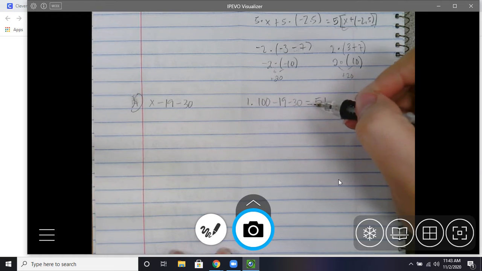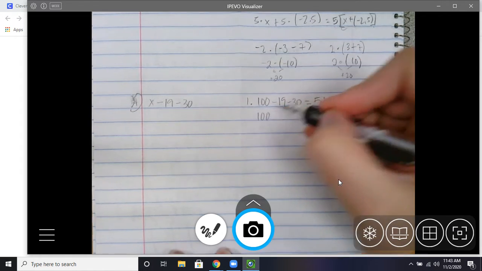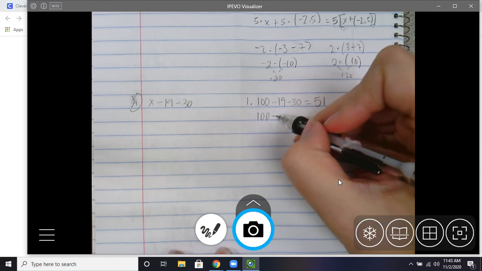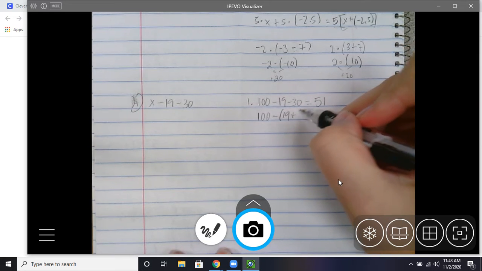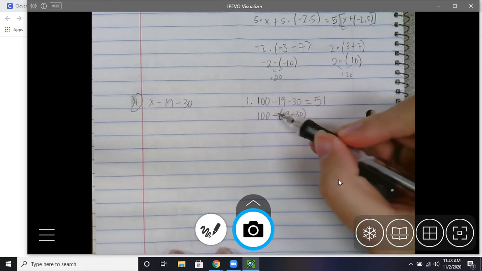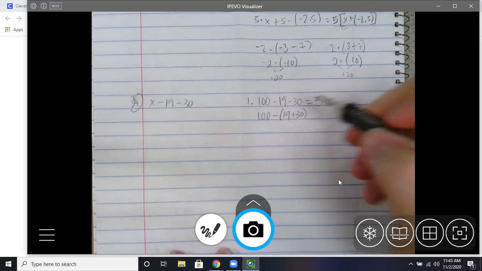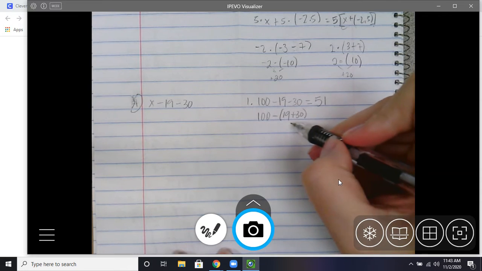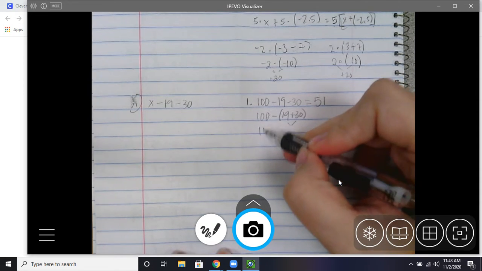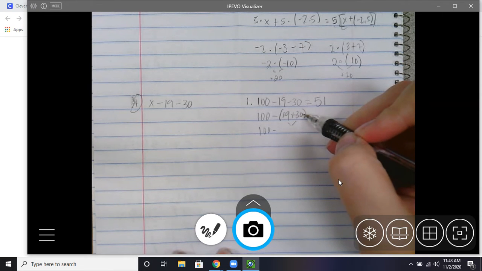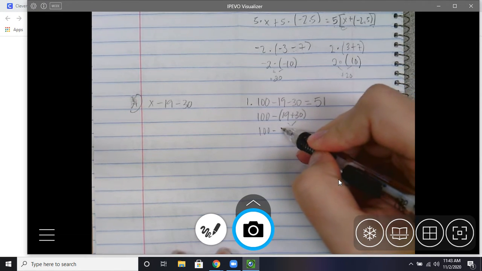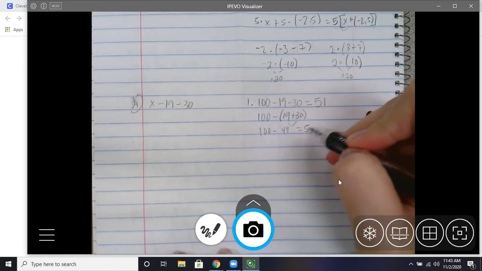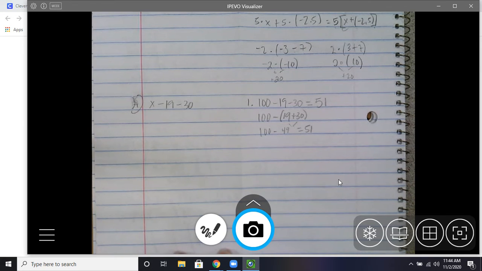But they want to know a different way that we could do this. So you could say that he has $100 and he has taken out a total of 19 and 30 together, which if you were to do order of operations, you would end up with 100 minus 19 plus 30 is 49, which would give you 51, an answer of 51.